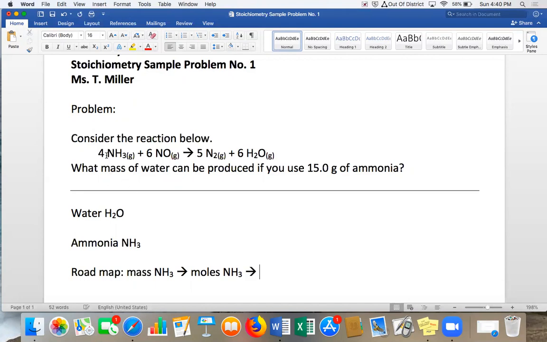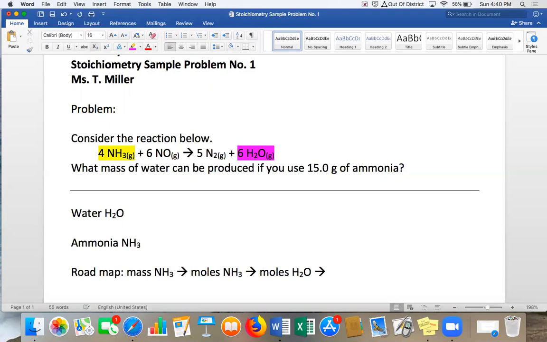Once you've got the moles of ammonia, because you're given the coefficients in the balanced equation, so there's a 4 in front of ammonia and a 6 in front of water. Those are the ratios of how these react. So this is telling you that 4 particles of ammonia will be consumed for every 6 particles of water that are produced, or in other words, 4 moles of ammonia are consumed for every 6 moles of water that are produced. Okay, so we can use that ratio to convert from moles of ammonia to moles of water.